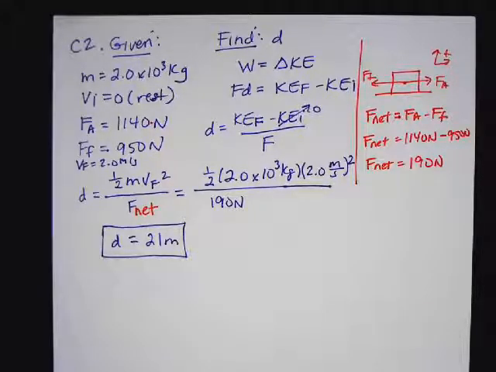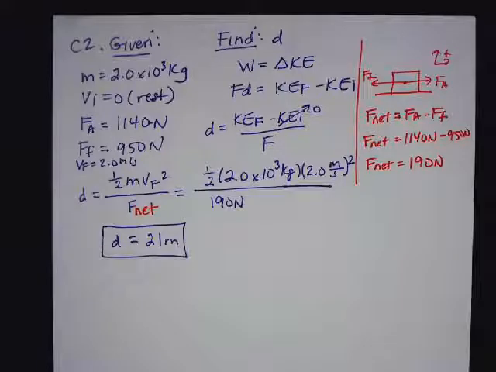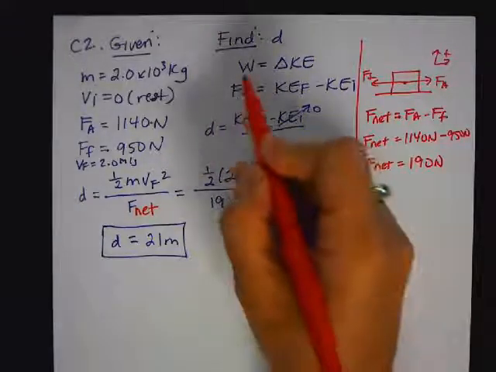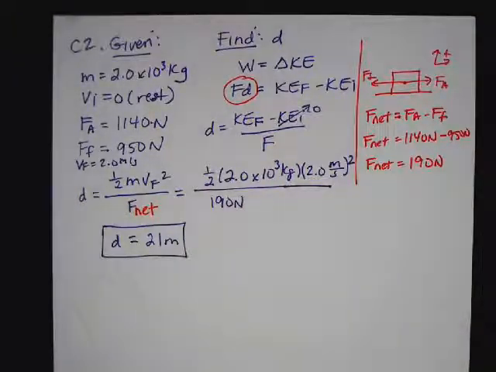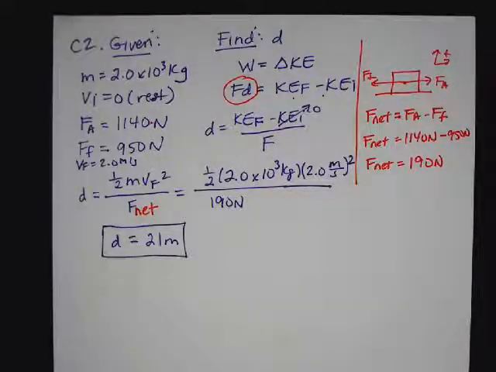What did we have to know in this problem? Well, first we had to know the work kinetic energy theorem. Work is equal to the change in kinetic energy. We had to remember that work is equal to F times D. The change in kinetic energy is the final minus the initial. We had to know kinetic energy is 1/2 mv squared.